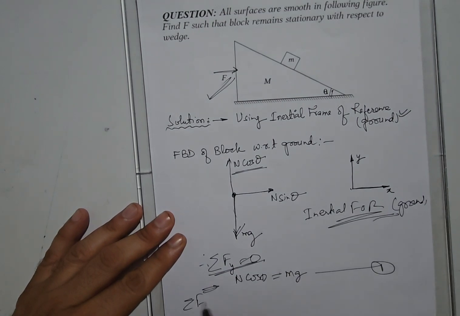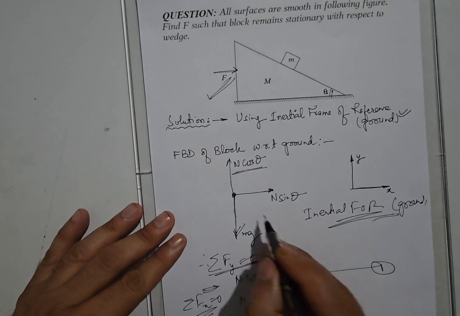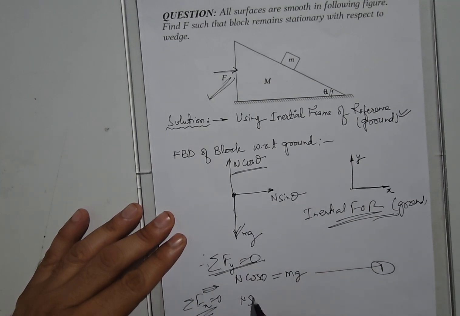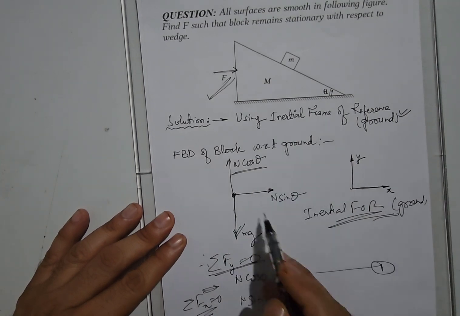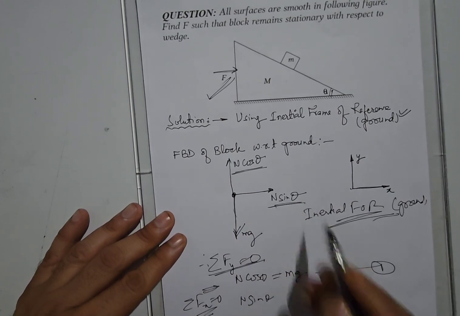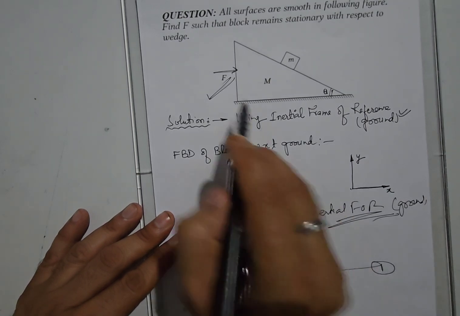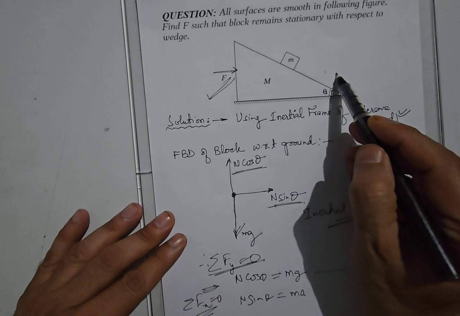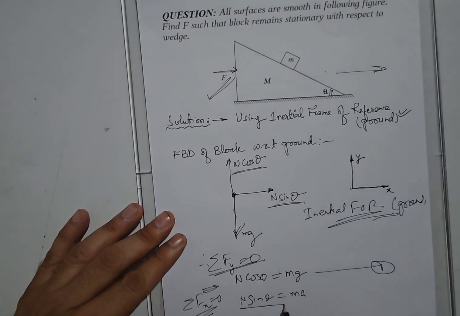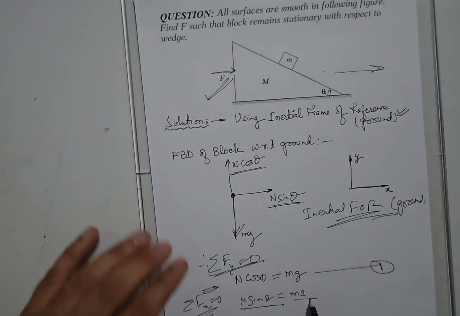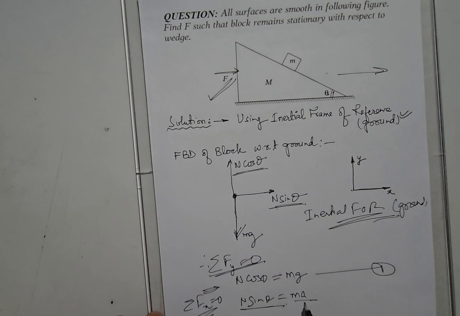Now sigma Fx similarly would be equal to 0. Okay, now sigma Fx is equal to 0 gives me N into sin theta. See from this diagram, in the x direction N into sin theta is equal to m into a, because force is applied in this direction, so this would be accelerating the motion in this direction. Okay, so both N sin theta and m a are in the same direction, so you can say N sin theta is equal to m into a.